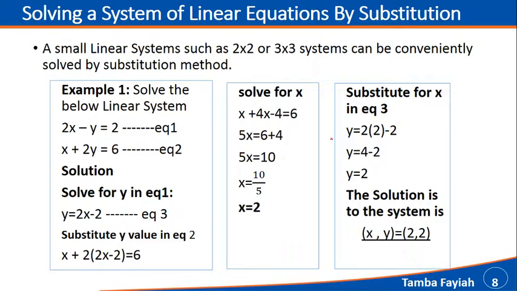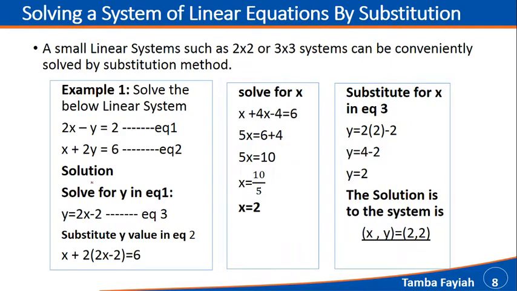Substitution is normally convenient when we have a small system, that is, a system with few variables, like a 2x2 system or a 3 variable system. In such a case, you can do substitution and easily find a solution. Here, we are going to be solving this first system of equations: 2x minus y equals 2, that is equation 1, and x plus 2y equals 6, which is equation 2.